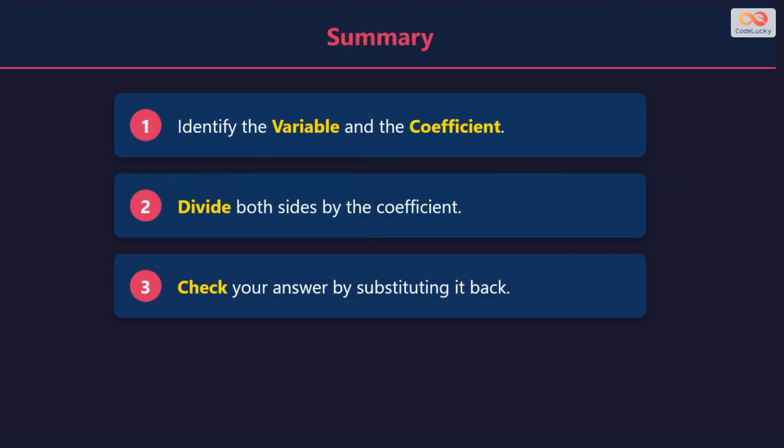To summarize, first, identify the variable and the number multiplying it. Second, divide both sides of the equation by that number. And finally, check your answer by plugging it back into the original equation.